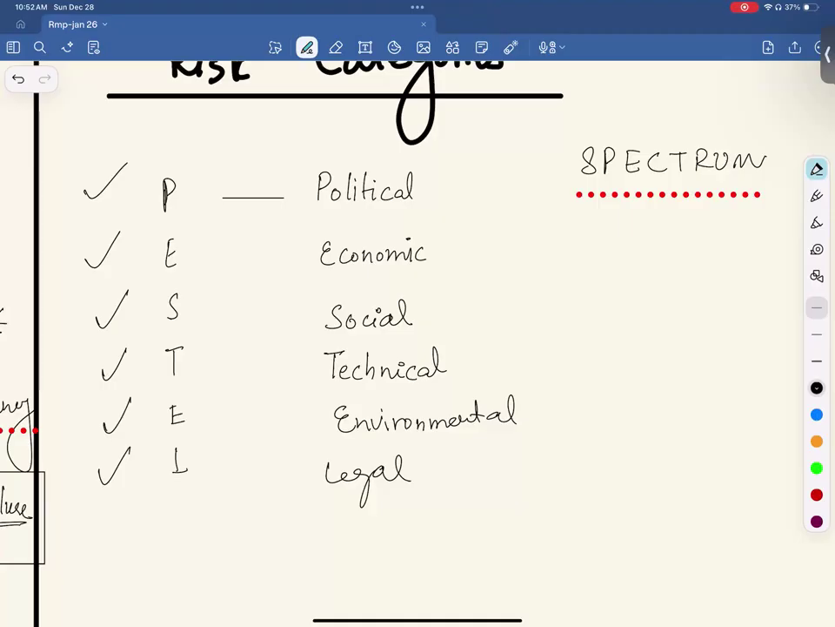Let's talk about political risks. It helps in brainstorming, right? Wonderful point. So you can define risk with these categories. And it also helps in grouping, so you can group activities and group risk, and you can define risk. I hope it is clear, right? Okay.